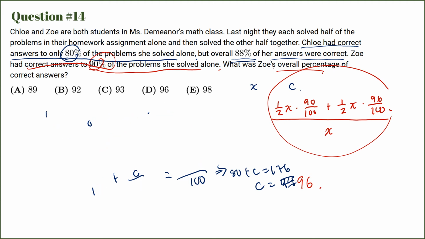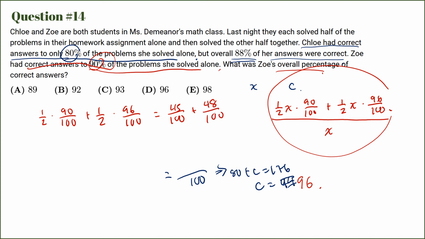So the first step we can do is divide X out. We get 1 over 2 times 90 over 100 plus 1 over 2 times 96 over 100. Now we can just add those up. So 45 over 100 plus 48 over 100 equals 93 over 100. So that's 93%. So Zoe had 93% of her answers correct, or C.